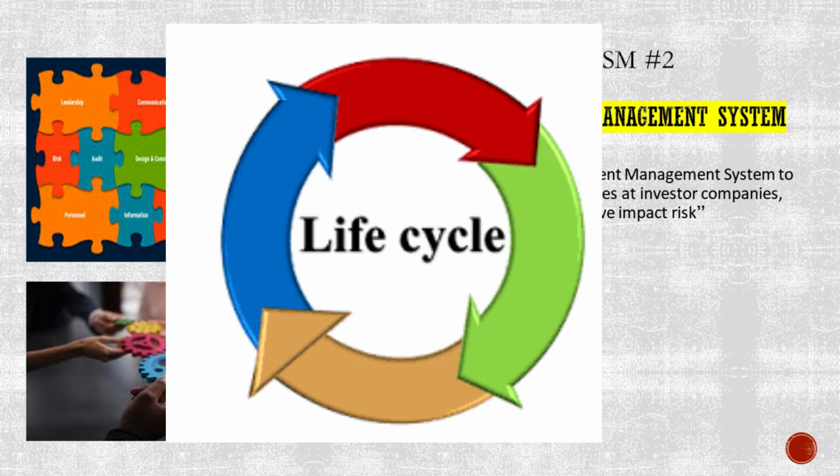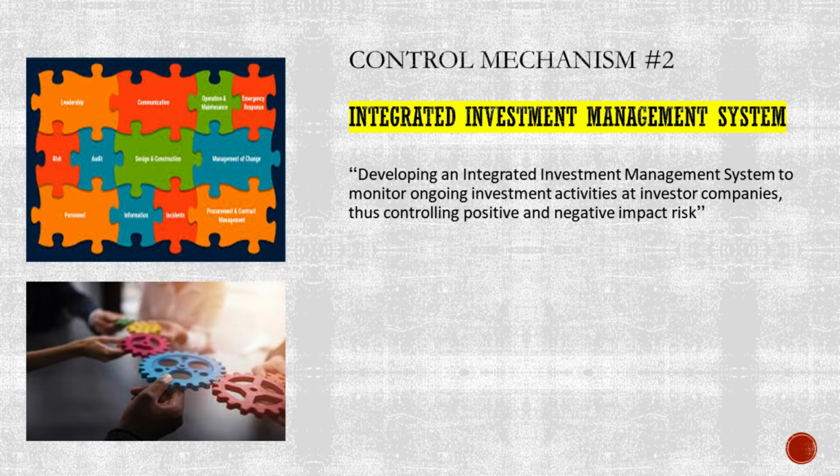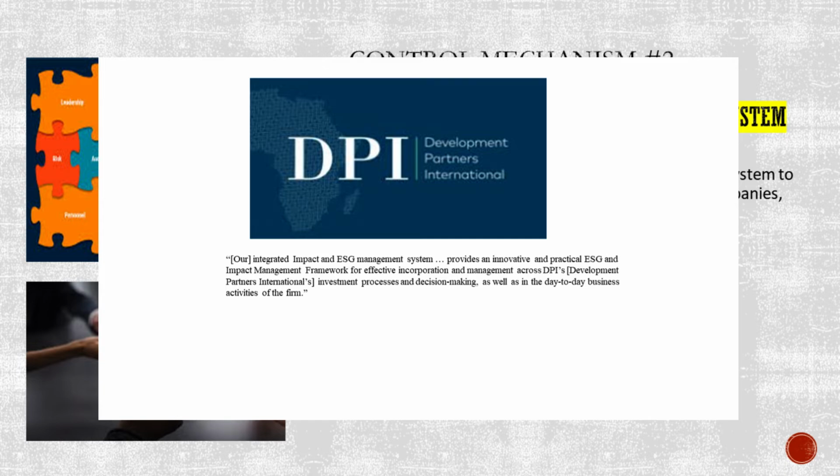Usually, investors develop integrated investment management systems based on a mix of their own objectives and policies as well as international guidelines such as IFC performance standards on environmental and social sustainability and the World Bank Group environmental health and safety guidelines. Investors recognize several benefits of using an integrated investment management system as an impact risk control mechanism. For example, Development Partners International, a UK-based impact investing firm, notes their experience in the following way.